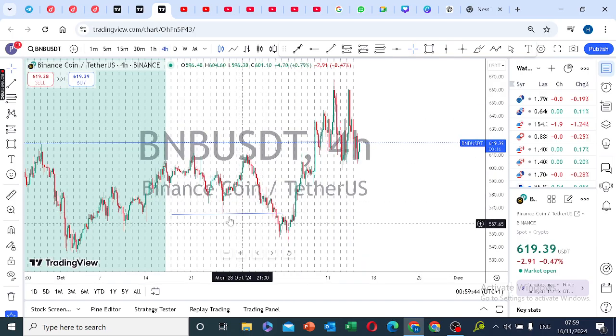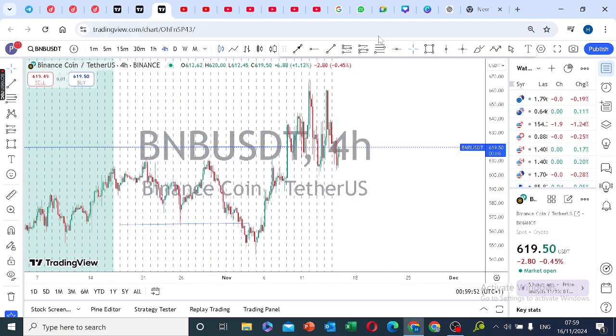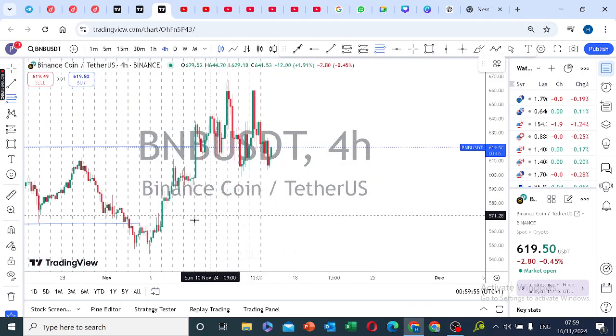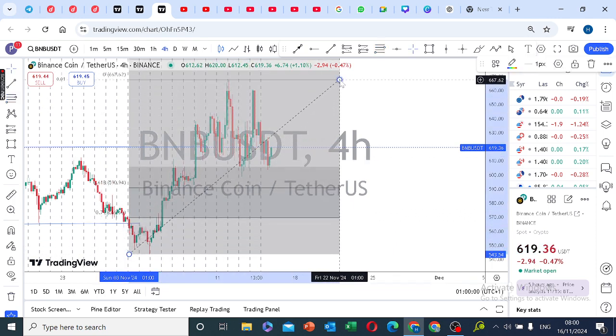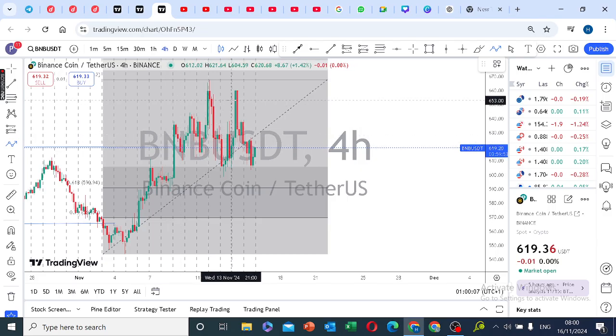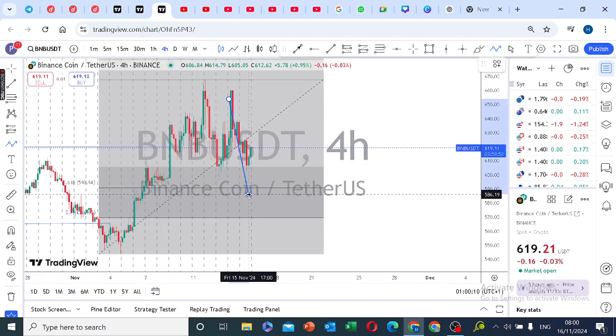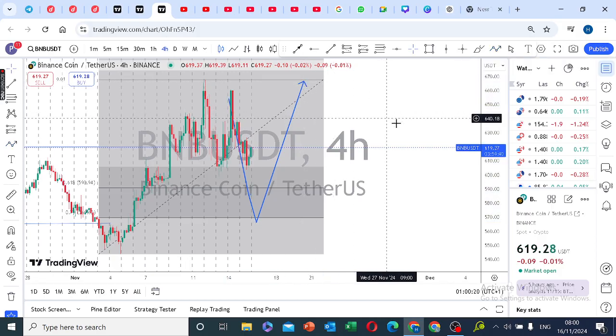Now, having understood that we had a break of structure to the upside at this price point, and we had our liquidity grab at this price point, what are we simply going to be looking out for? We are going to be looking from our swing low to our swing high. Now, we are clearly expecting this price to drop into this level or this level, understand, and then rally to the upside, helping us to get to this point, which will be our take profit.